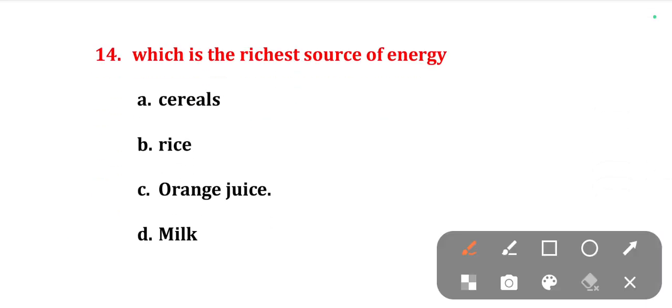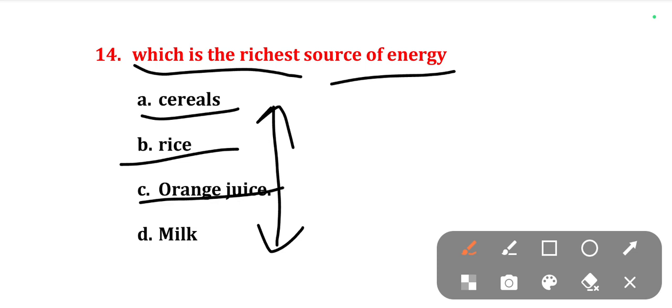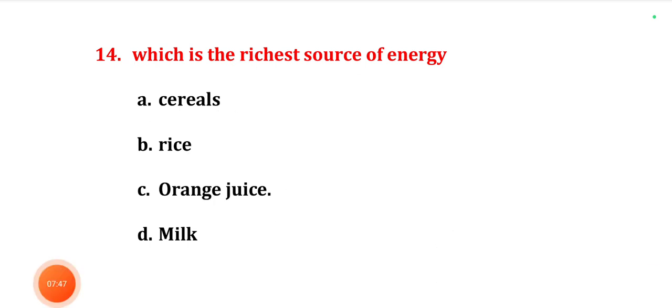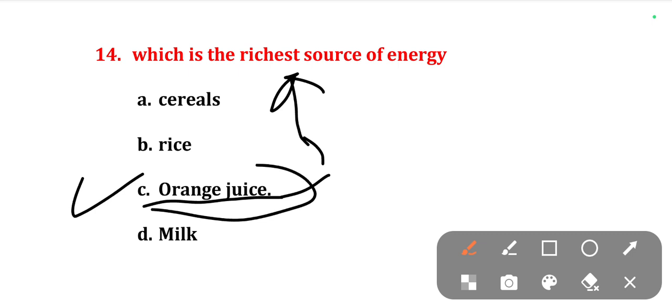The next one: which is the richest source of energy? Among these four options, which will give a rich source of energy in emergency conditions? The options are cereals, rice, orange juice, milk. The right one is orange juice. Orange juice gives the rich source of energy, because it consists of sugar.